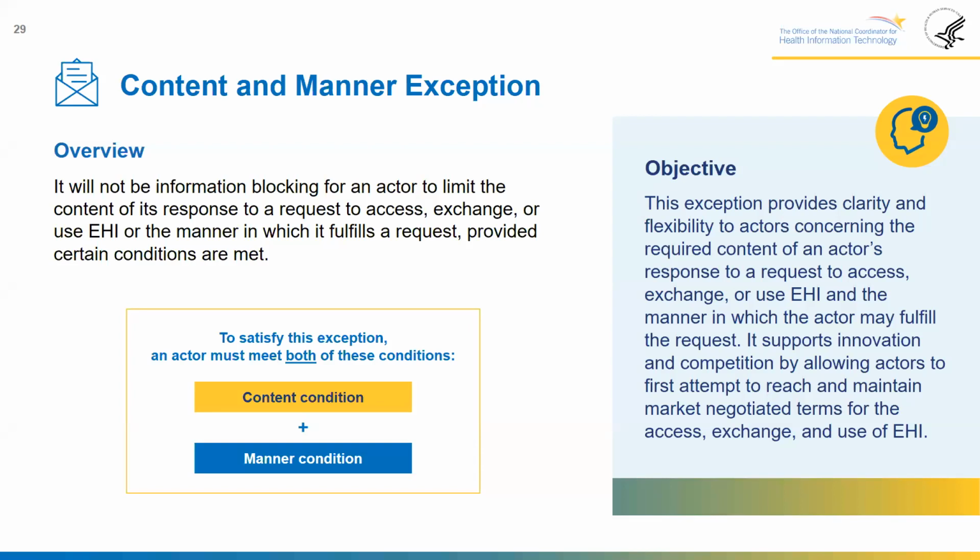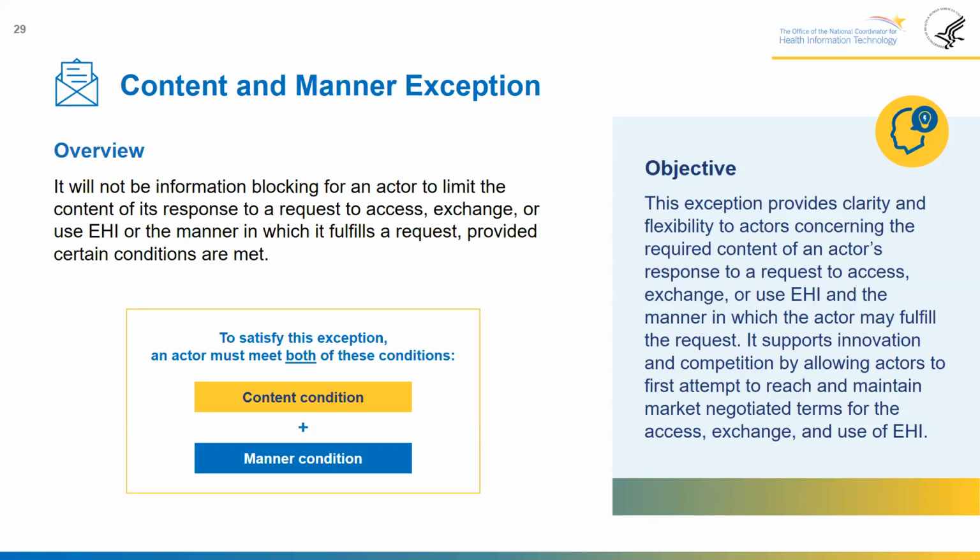The second group of comments are the how comments, or how do I need to respond to a request in order to fulfill the request for access, exchange, or use of EHI. And so we heard from commenters that they wanted clarification regarding our proposal about a reasonable alternative. And more broadly, they requested clarification about when it would be okay to not fulfill a request in the manner requested. So our goal with this exception is really to provide clarity and flexibility to actors concerning the required content, the scope of the EHI, and the manner in which the actor may fulfill the request.